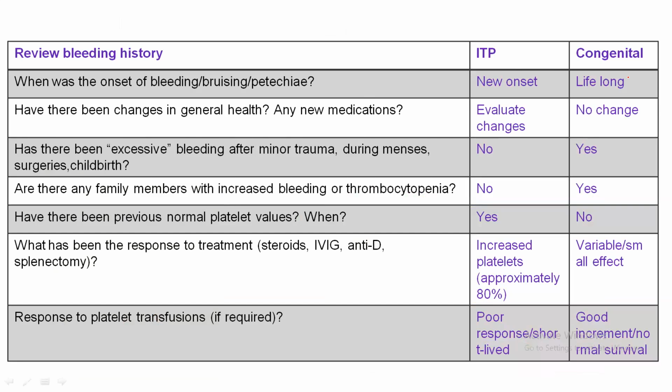Congenital, they might be having a lifelong history of thrombocytopenia. There will not be any change in the general health. They will not have much bleeding manifestations either. Whereas ITP is only acute onset, they might not have a prolonged history most of the time.